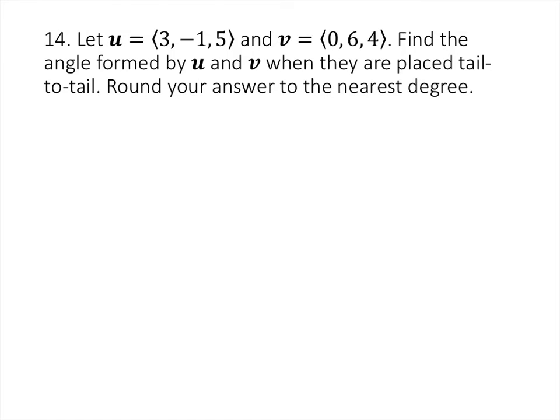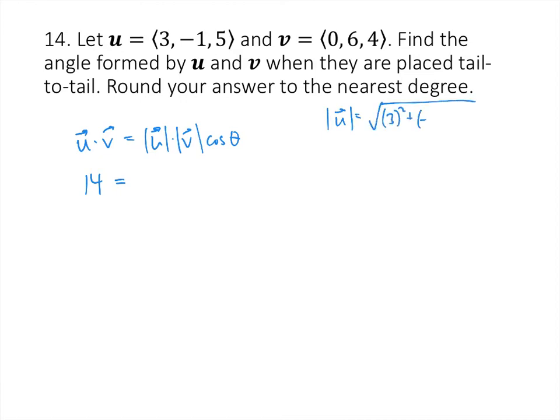Now we want to find the angle between u and v if they're placed tail to tail. There's a couple different ways we could do this, but probably the easiest way is to use the fact that u dot v is the magnitude of u times the magnitude of v times the cosine of theta. We know that u dot v is 14. Magnitude of u and v we can figure out. So the magnitude of u is the square root of 3 squared plus negative 1 squared plus 5 squared. That works out to be the square root of 35.